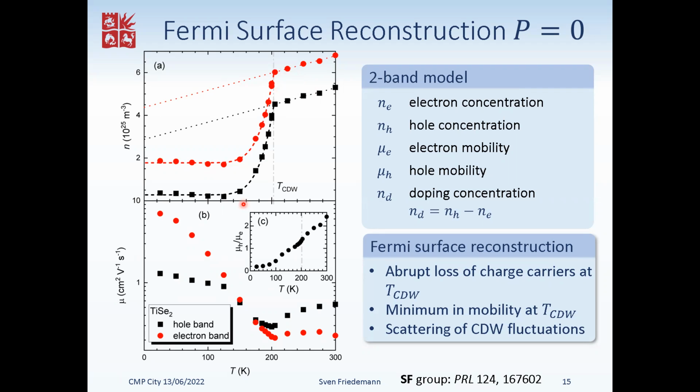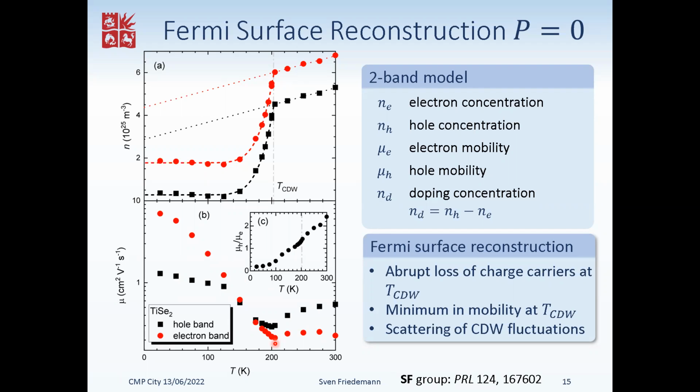So that shows that the Fermi surface is reconstructed, that we lose pretty much all of the holes and have a small electron concentration left at low temperatures. We can also see that the mobilities on each band have a minimum at the charge density wave transition temperature. And that tells us that there is strong scattering from the charge density wave fluctuations dominating there. Indeed, it maps exactly what's been observed in inelastic scattering.